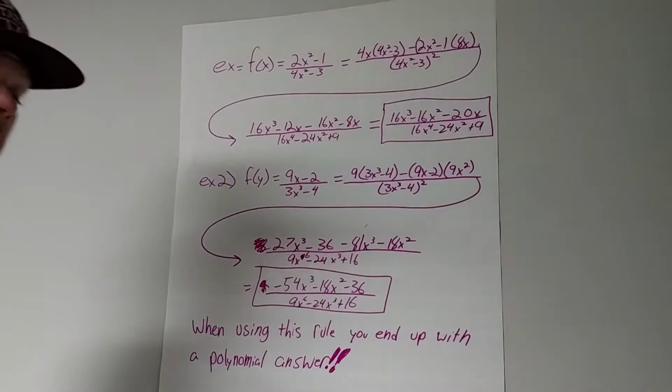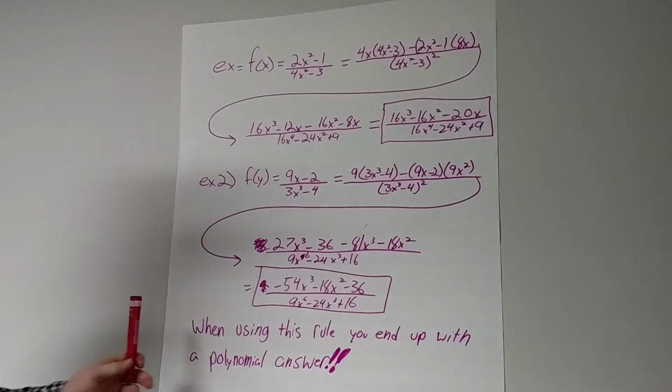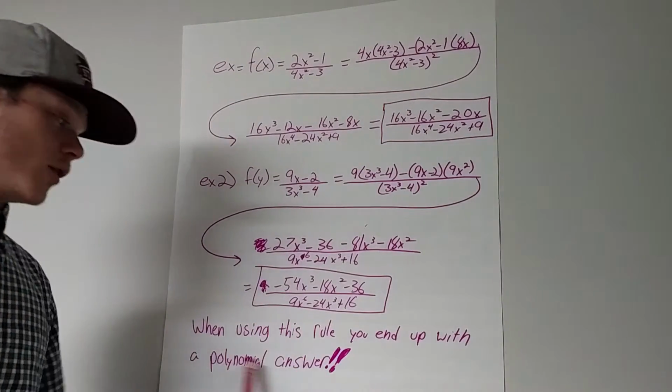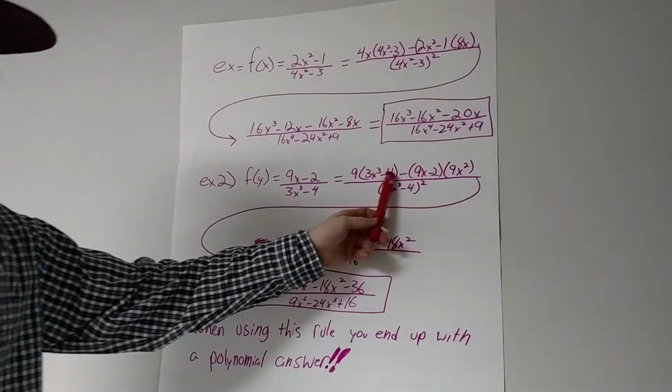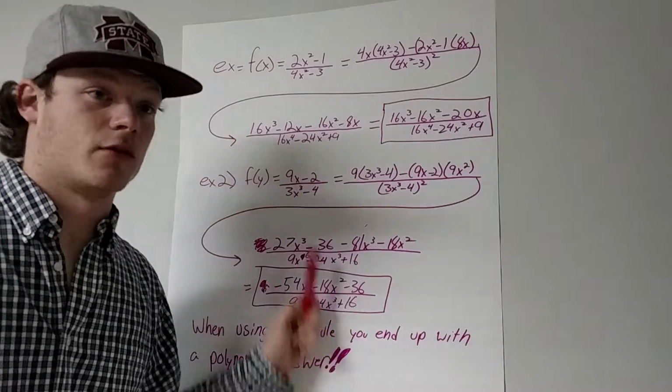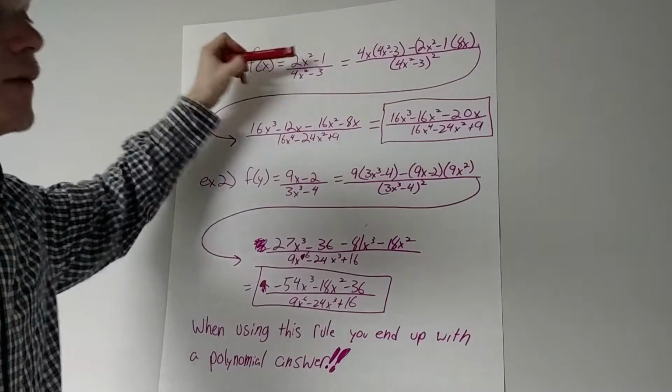The big thing to remember when doing quotient rule is your answer will end in a polynomial answer. You will not have a single digit answer. You're going to have a function on top of another function, because the derivative is never going to equal a true number.